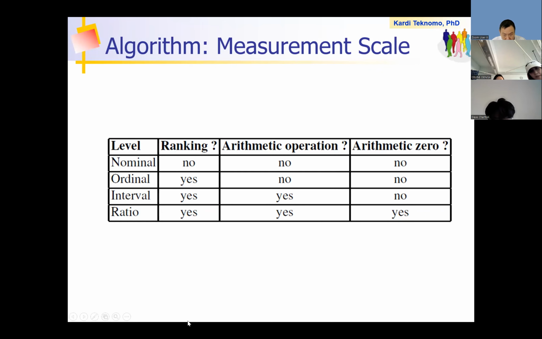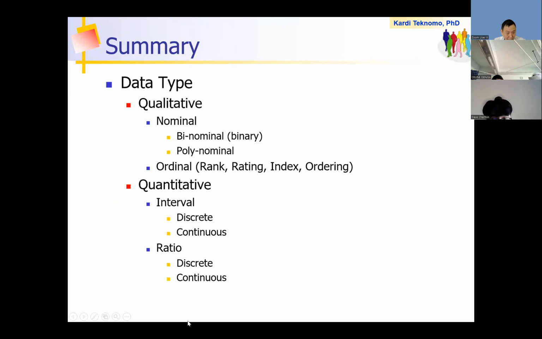So as the summary, you have two types, right? Qualitative or quantitative. Qualitative can be divided into nominal and ordinal. Quantitative is either interval or ratio. Interval can be discrete or continuous. The same thing with ratio, it can be discrete or continuous. So up to here, is there any question? Is it clear or not?